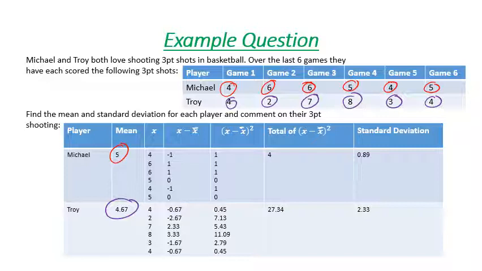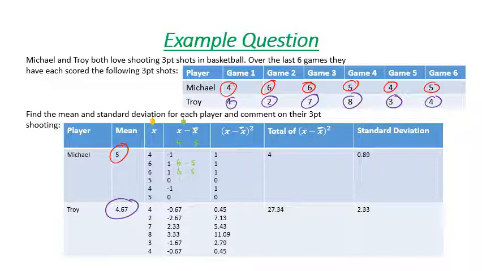All right, so here we've got, and I'll use orange, we've got our values for both players. Michael was 4, 6, 6, 5, 4, 5. Troy was 4, 2, 7, 8, 3, 4. Now, in the next column, we've actually had to work out how far those values are from the mean. So here we can say, well, we've got 4 take away 5 gives us minus 1. We've then got 6 take 5 gives us 1. Again, 6 take 5 gives 1, and you can see we're taking away the mean to get our values.